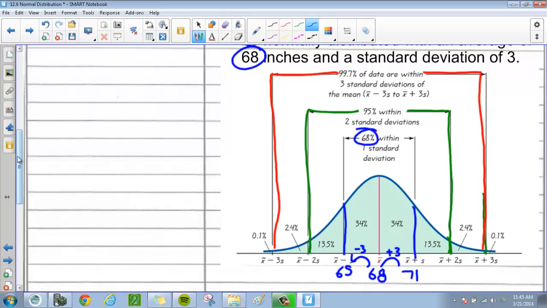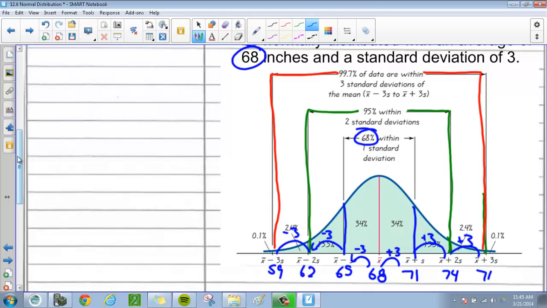And if we go down another 3, then we would go down to 62 for this one, minus 3. And if we go up, we're at 74, plus 3 right here. And if we go up another 3, we're at 77, plus 3. And if we go down another 3, we're down to 59 inches tall, minus 3.